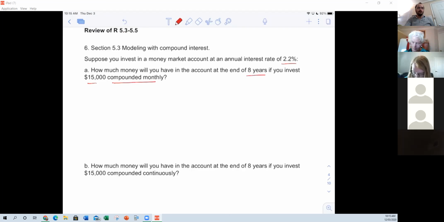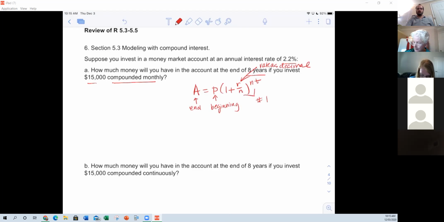Okay, so we know that if they say compounded monthly, compounded daily, compounded yearly, if they give you an actual amount of compounding going on, then you're going to use A equals P times (1 plus r over n) to the nt, where A is our ending amount, P is our beginning amount, r is our interest rate as a decimal, n is the number of times compounded, and t is the number of years.